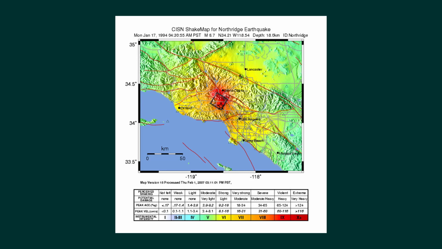And so if you're an emergency manager, you want to deploy most of your resources to the north of this epicenter, not in a bullseye around it, right? You go down here to the south of it, meh, not as bad as up here around Santa Clarita, let's say. So these shake maps are really very, very useful.